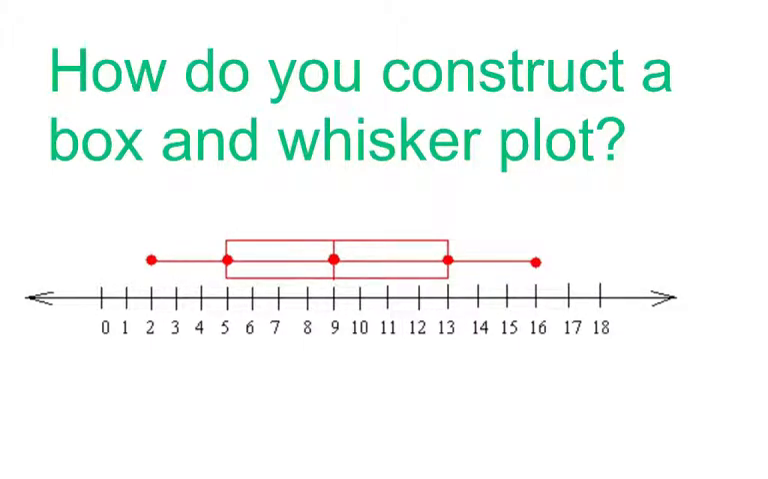How do you construct a box and whisker plot? We're going to take what we've already learned when we were finding the IQR, or the interquartile range, and the box and whisker plot parts to construct one.